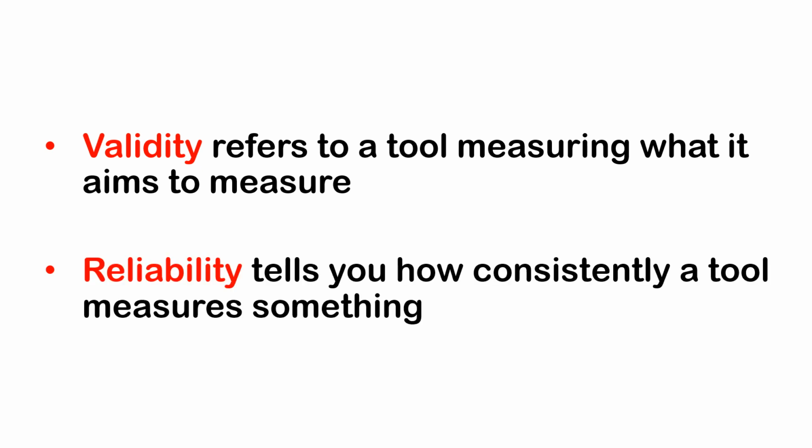Reliability, on the other hand, tells you how consistently a tool measures something. For example, you weigh 1 kilo of meat using a weighing scale and the reading is consistently 1 kilo. Even when you do it again and again and again, then we can say that this weighing scale is reliable.